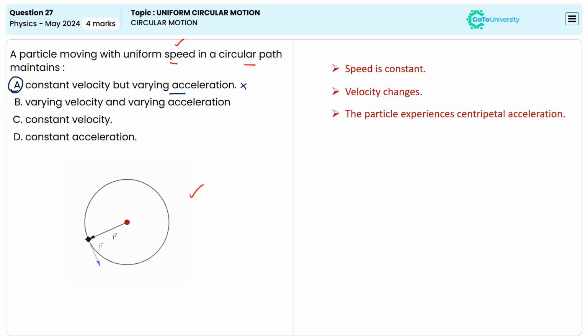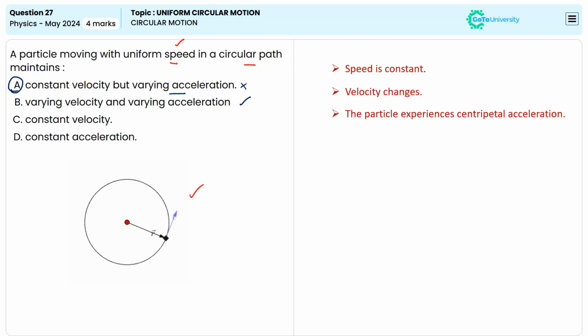Let us check option B. Option B is given as varying velocity and varying acceleration. This statement is correct because the velocity is varying due to its change in direction, and the acceleration is varying due to the change in direction of the velocity. So we can say the statement B given here is correct.